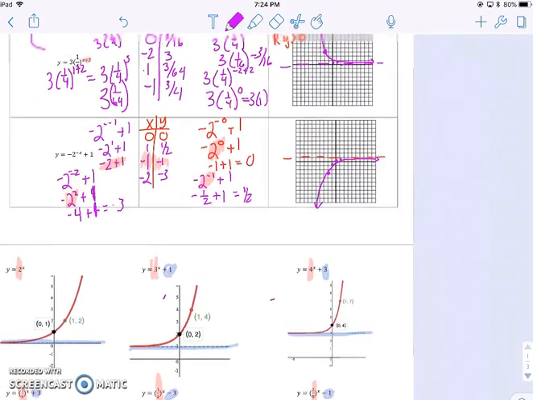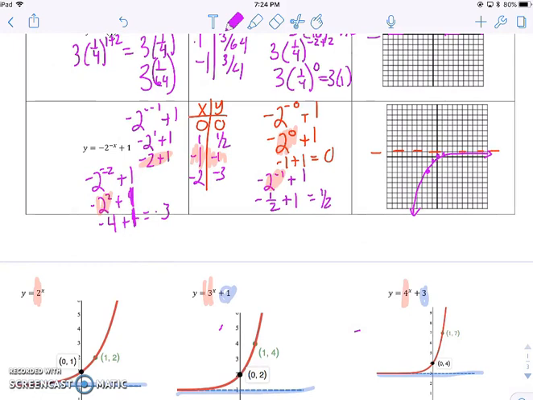So if we look at that, there were two reflections because we had the opposite x and the opposite out in front. So it flipped and flipped again. So our domain is all reals, and then our range, y, has to be less than 1.